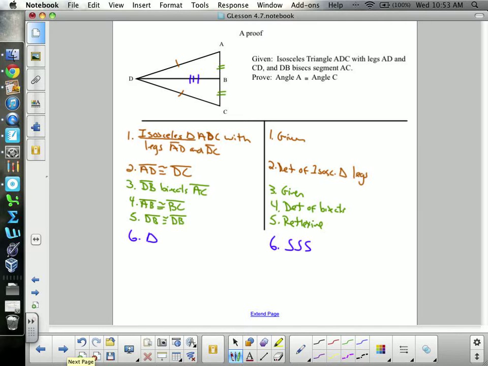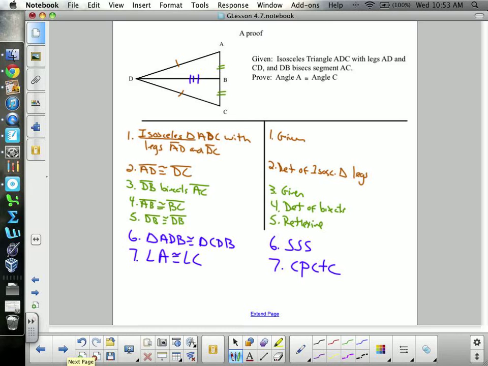It's triangle ADB congruent to triangle CDB. And if that's true, therefore, angle A is congruent to angle C. What's my reason? CPCTC, which stands for corresponding parts of congruent triangles are congruent. All right?